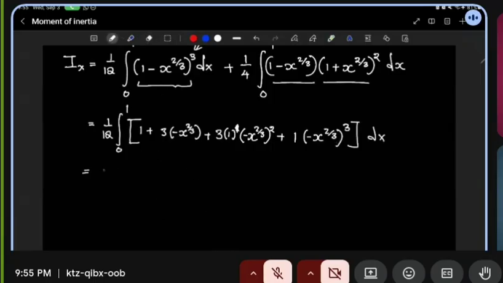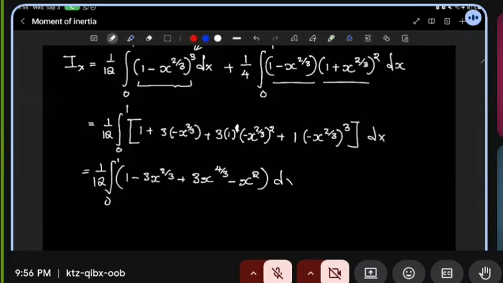So what do I have here? In the first part, 1 over 12, 0 to 1. This is 1. This becomes minus 3x to the power 2 over 3. Then this becomes plus 3x to the power 4 over 3. So just check through how I'm distributing and simplifying. The negative will become positive when you square it, and so the coefficient will be 3. 2 becomes 4 when you square that. This becomes minus when you raise to the power 3, and then this will be x to the power 3, and the 3 there will cancel, leaving it to the power 2, dx.